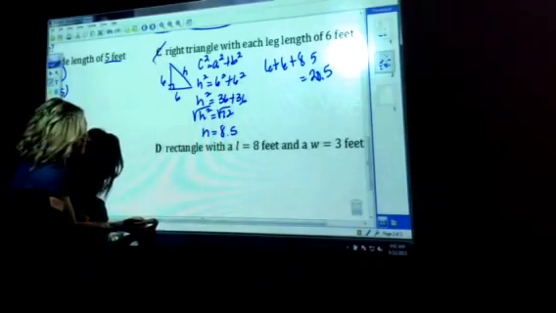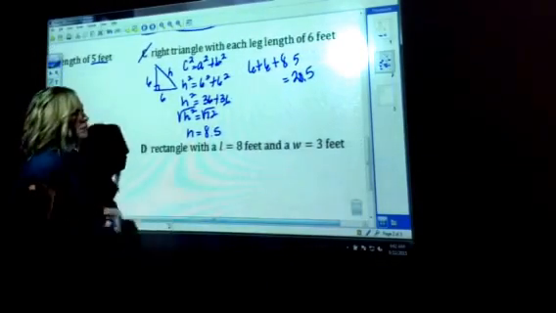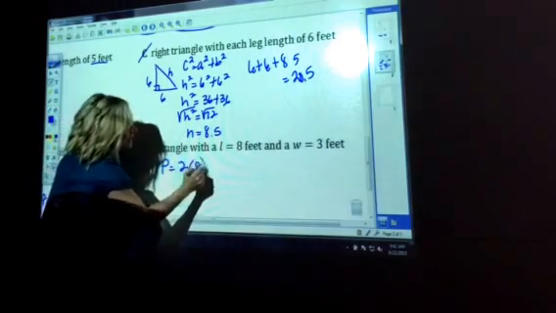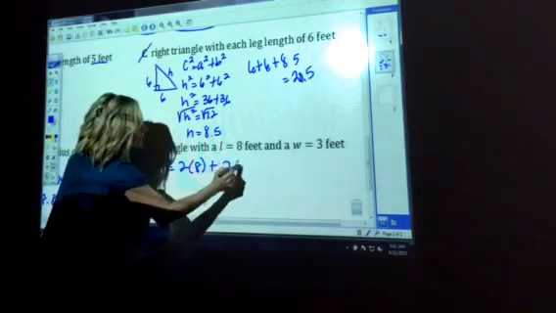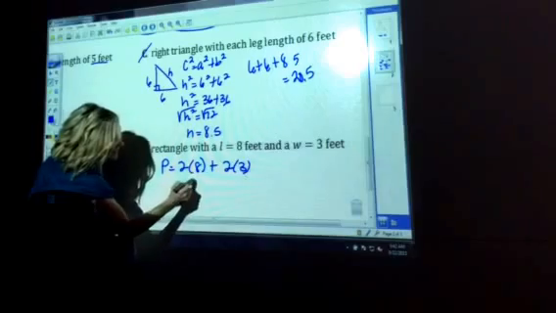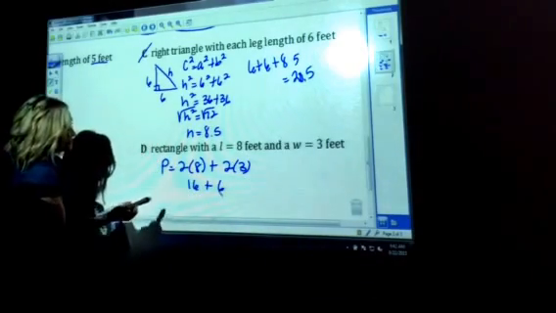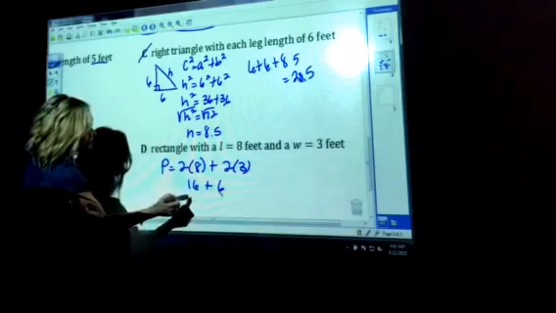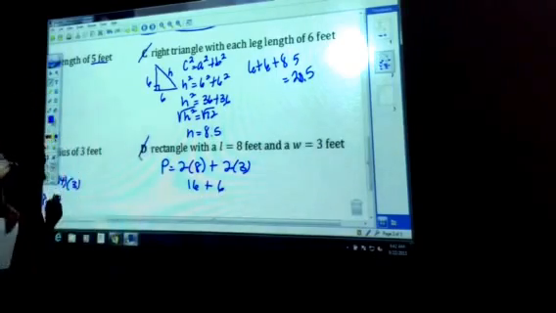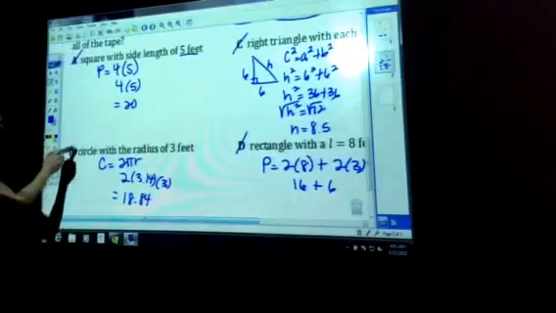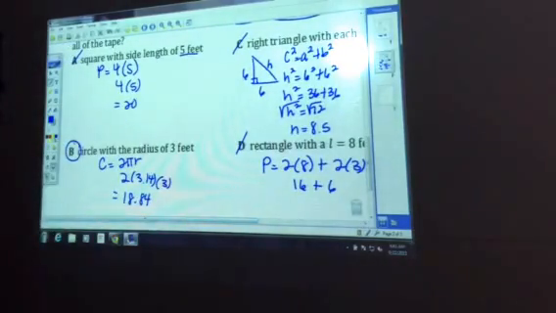All right, a rectangle with a length of 8 and a width of 3 feet. So the perimeter here would be 2 times 8 plus 2 times 3. So we would have 16 plus 6, and that would give us more than 19. That would give us 23. So D would not be our answer either. So actually the only one that wouldn't go over the 19 would be B.